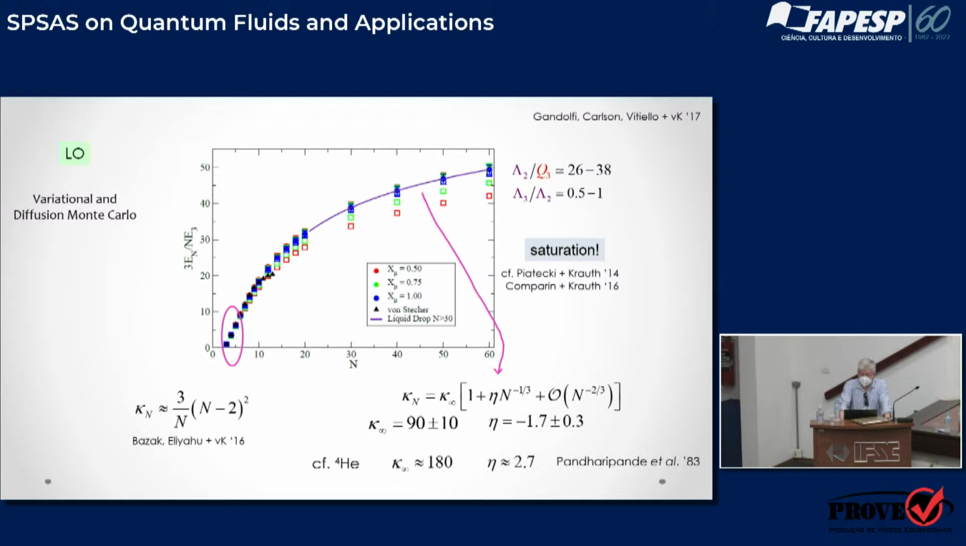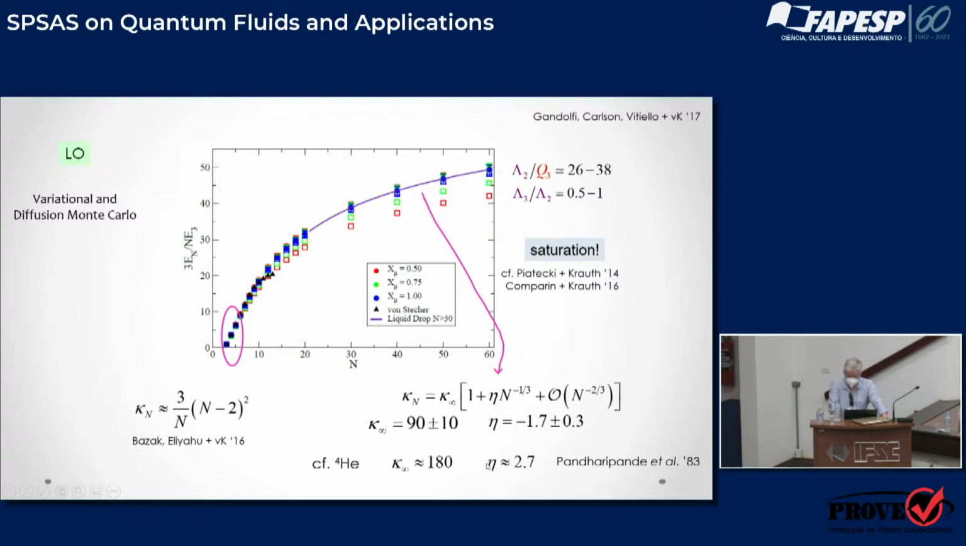Now, a calculation of the same type had been done for helium-4. So these are bosons at unitarity, but the calculation had been done for helium-4 by Vijay Pandharipande and collaborators already in the 80s. And they obtained results that are somewhat different. I mean, the asymptotic value in that case is a factor of 2 larger than ours, and the surface effects have a different shape.